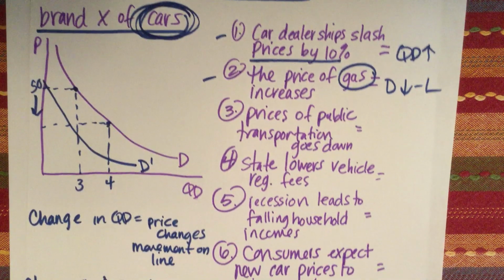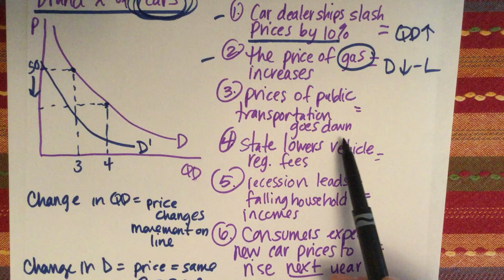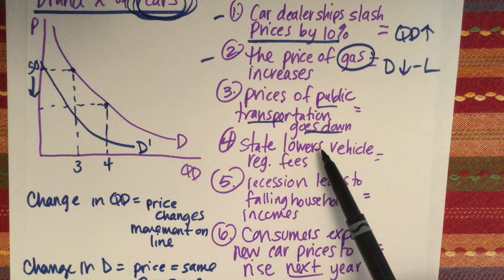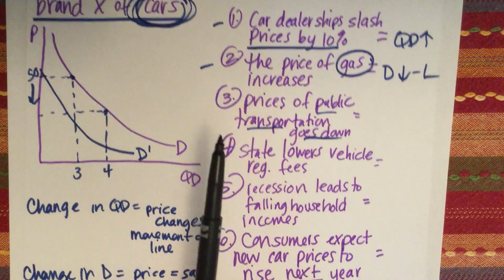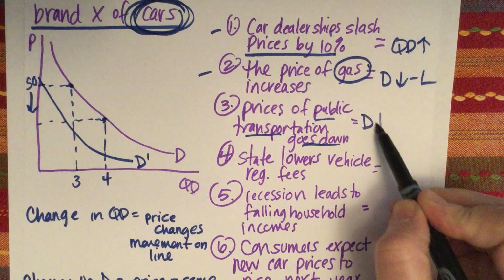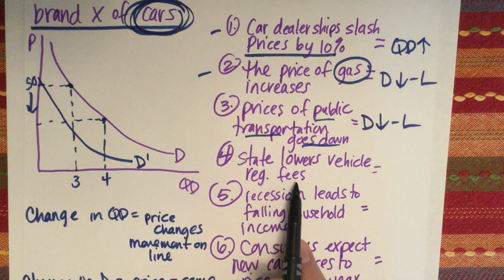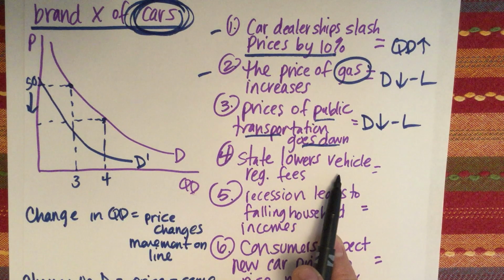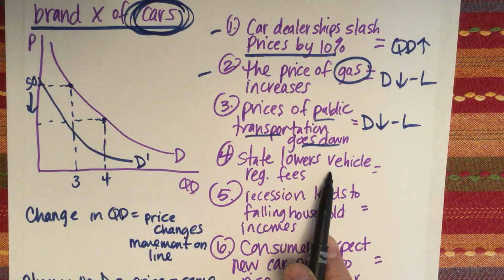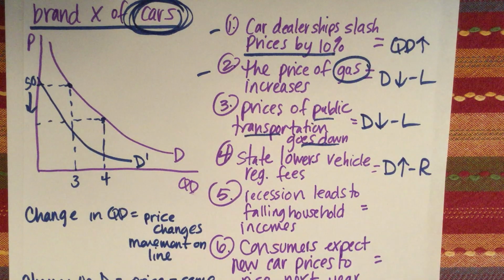And then just to go over a little bit these last few: prices of public transportation goes down, well then more people, public transportation and cars are substitutes. So if I can ride the bus for a lot cheaper, I'm going to go and ride the bus instead. So the demand for cars would go down and shift to the left. The state lowers vehicle registration fees. Now I have more money in my pocket because my fees have gone down, and it's also cheaper to maintain a car, so the demand for that car will go up and shift to the right.